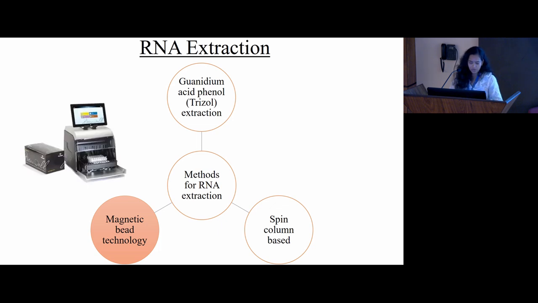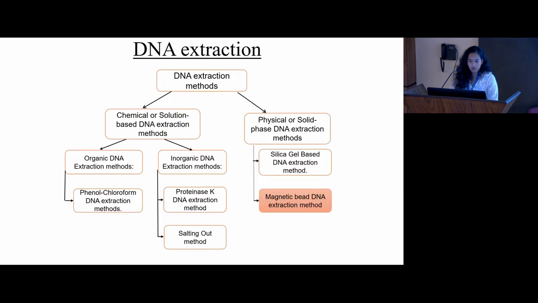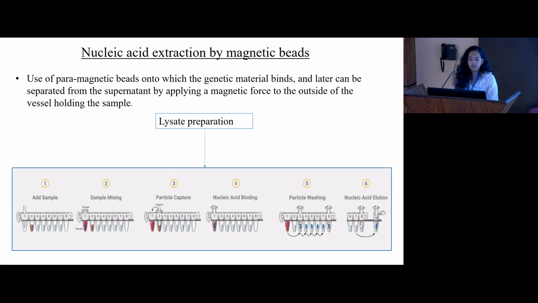Similarly for DNA extraction, there are a lot of other methods available in the market, but we are going with magnetic bead based. Nucleic acid extraction by magnetic beads is nothing but the use of paramagnetic beads, which are positively charged and onto which your negatively charged genetic material binds, and later can be separated from the supernatant by applying a magnetic force to the outside of your tube. These are ready cartridges with reagents. All you have to do is prepare the lysate, load it into the sample well, and simply load those cartridges onto the machine.